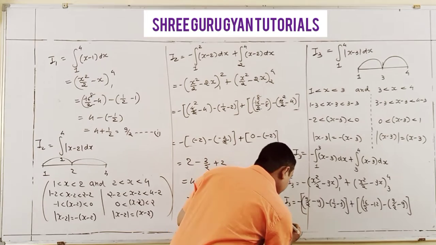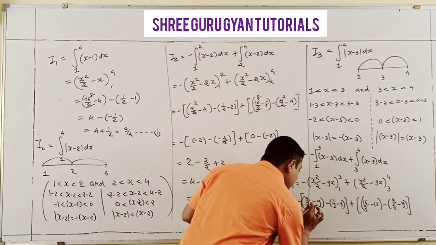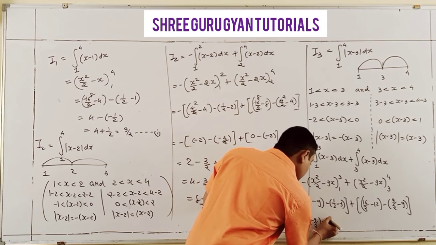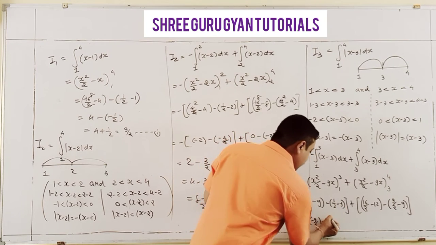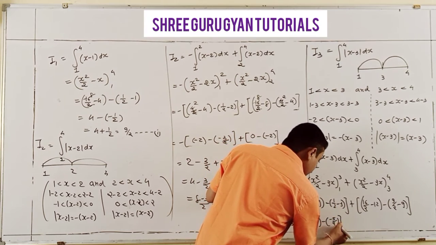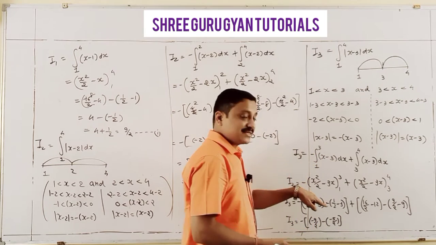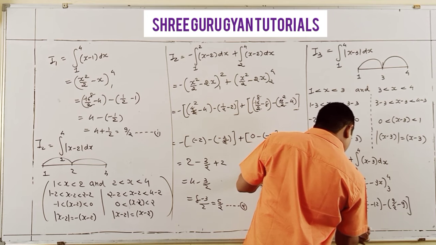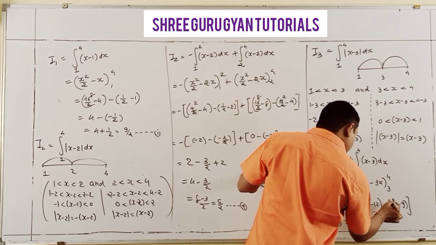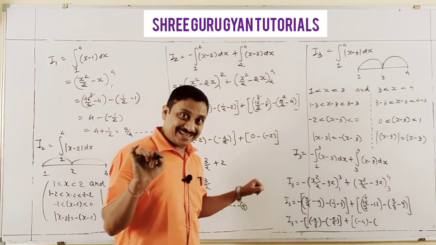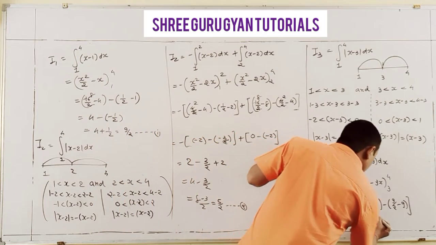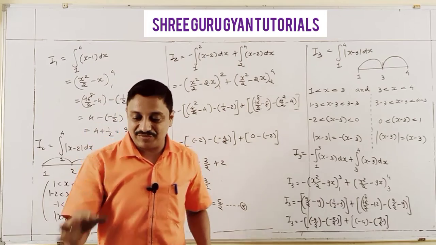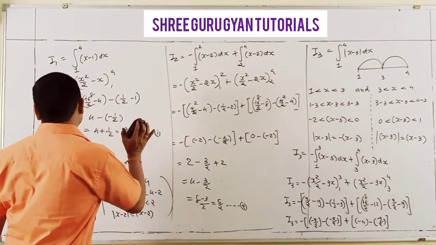So for I3, I have 9 minus 18 minus 9 by 2. Here 1 minus 6 minus 5 by 2. Okay, same as that, 2 8s are 16, so 8 minus 12 minus 4, and 9 minus 18, which is minus 9 by 2. So here you can easily simplify to get your value of I3.